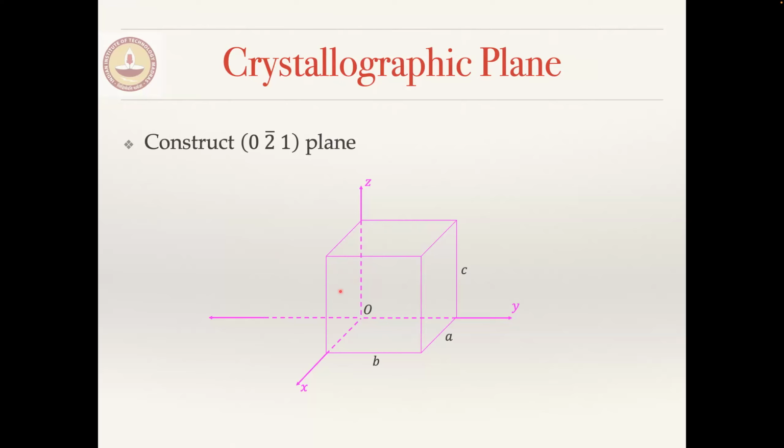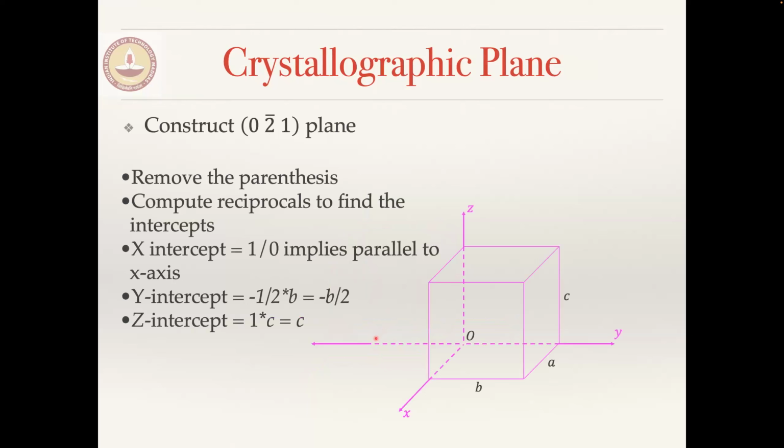Minus 2, 1 by 2, minus 1. Outside the box from the left side. That is minus b by 2, right? And it is parallel to the x-axis. Are you able to see that? Yes, sir.